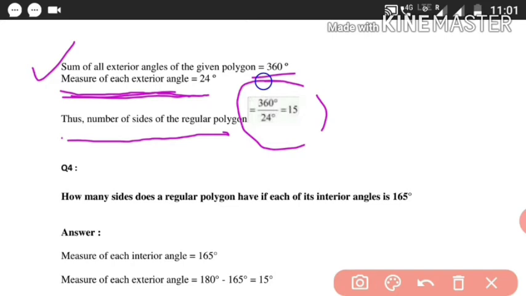Number of sides is how much? 15 sides, and each exterior angle is 24 degrees. So 15 is your answer. So come to the next question now.